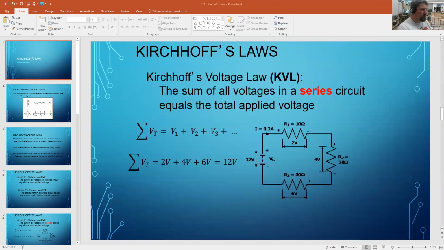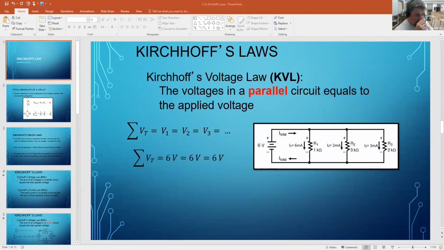Okay, so let's talk about Kirchhoff's voltage law. It says the sum of the voltages in a series circuit, that's important, equals the total applied. What that means is if you add up the voltages at every single resistor, it will equal the total voltage. The total voltage is how much the battery is supplying. So here's our battery, and it's supplying 12 volts. That means this voltage plus this voltage plus this voltage has to equal 12 volts. So 2 plus 4 plus 6 has to equal 12. That is Kirchhoff's voltage law.